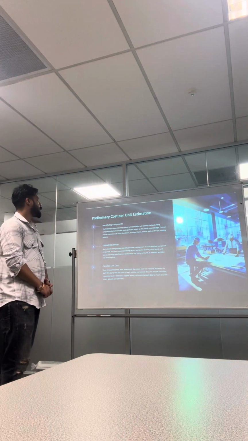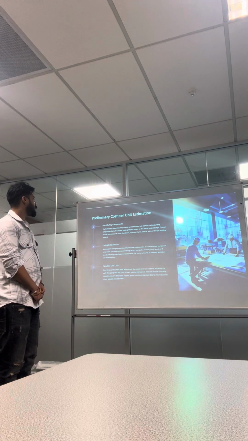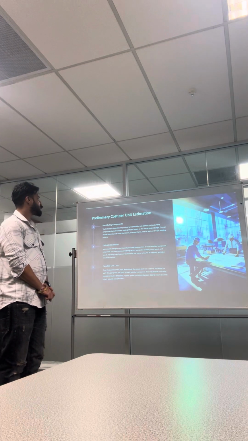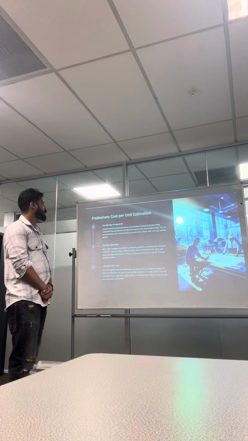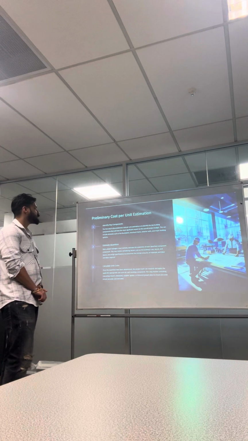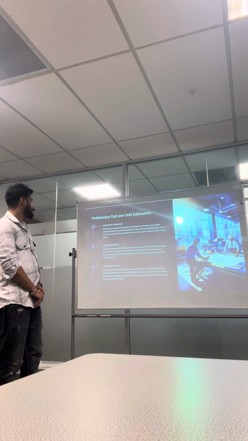Preliminary cost per unit estimation. Identify key components. The first step in preliminary cost per unit estimation is to identify the key building components that will have the most significant impact on the overall project budget. This can include elements such as foundation, structural frame, exterior walls, and major building systems.